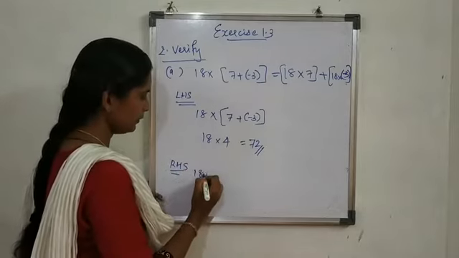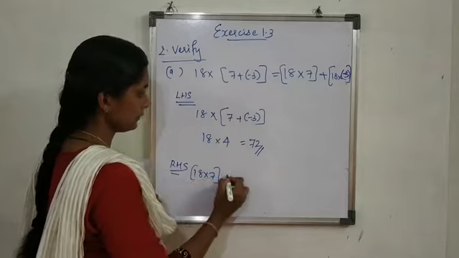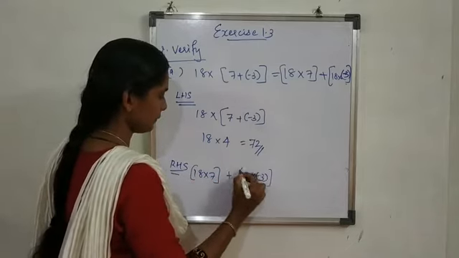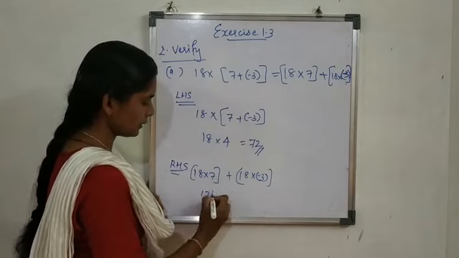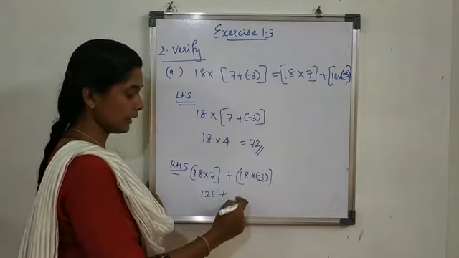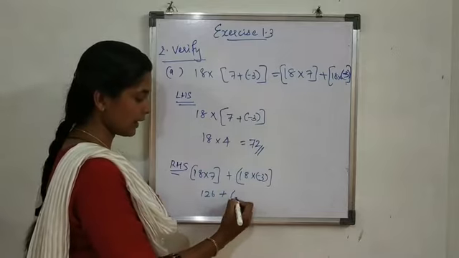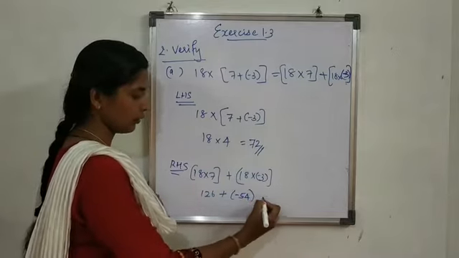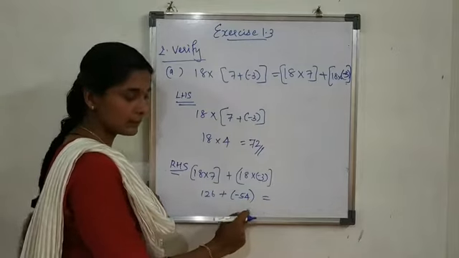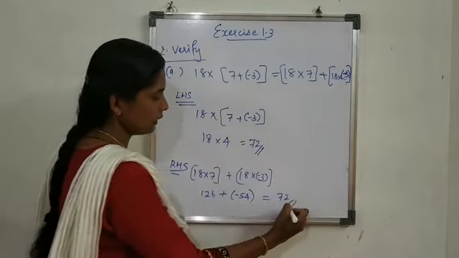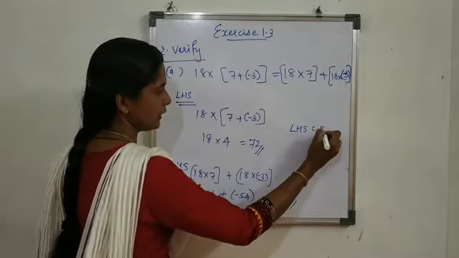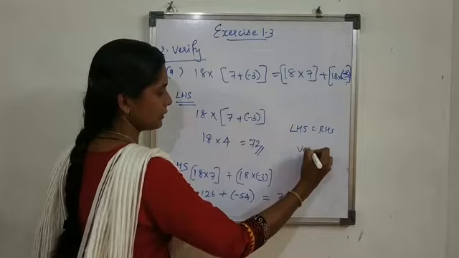18 into 7 plus 18 into minus 3. 18 into 7 is 126. Plus 18 into minus 3. In multiplication, one negative integer is there, therefore it is minus 54. Then 126 plus minus 54, that is 126 minus 54, is 72. So left side is equal to right side. Both sides are equal. That is, we verified that answer. Okay.